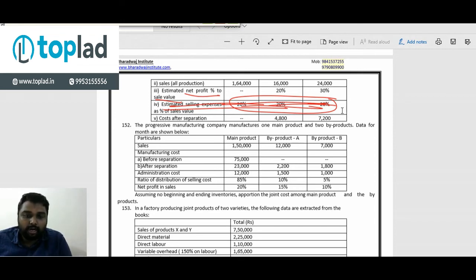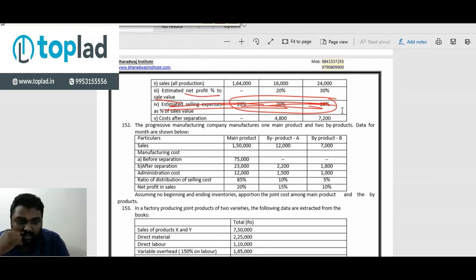Apportion the joint cost between the main product and the byproducts. So this is also the reverse cost method. Here most of the details are there, so we are able to make it. There is only one twist here.